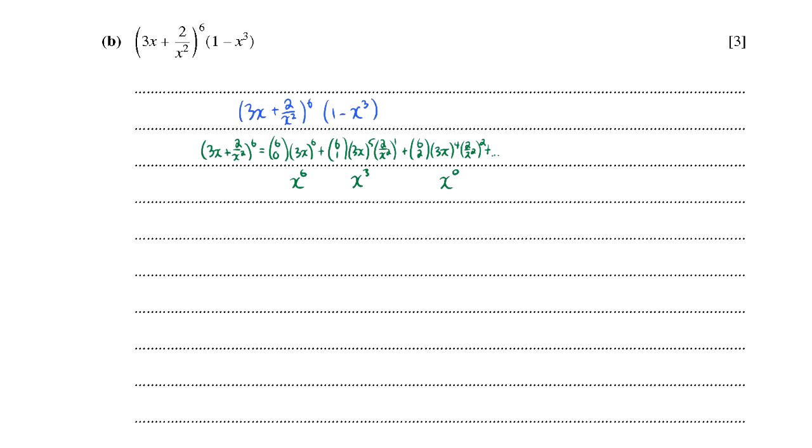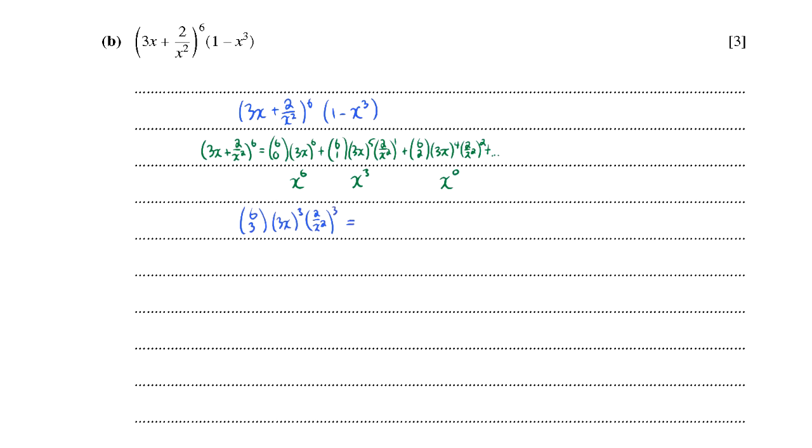So the term that's going to produce the x to the negative 3 is the next one that we haven't done. We'll work it out. It's going to be 6C3, and we'll have (3x)³, and (2 over x squared)³ as well.